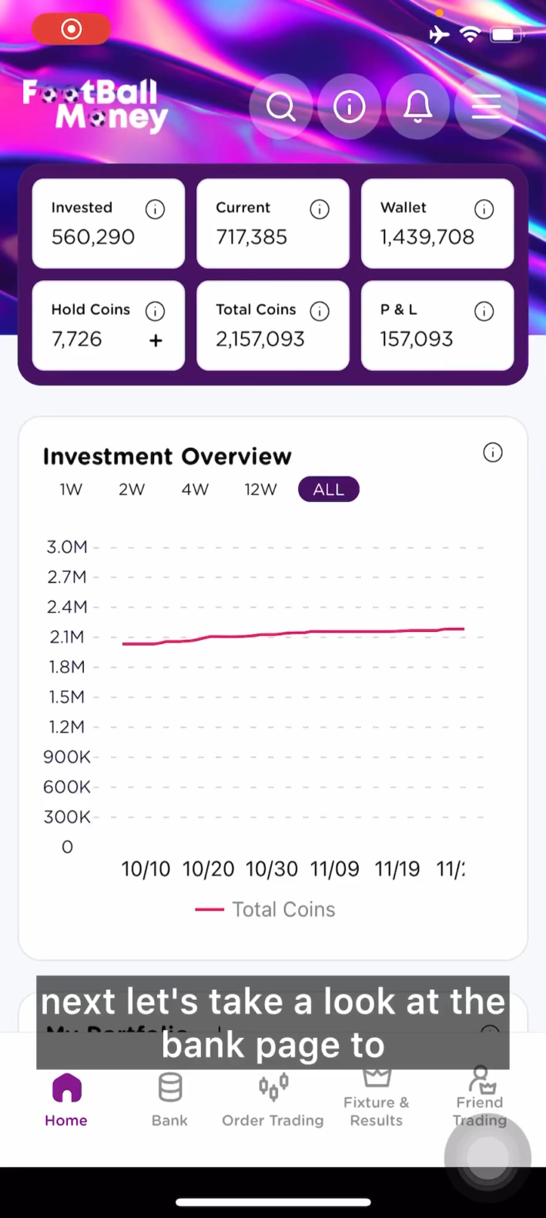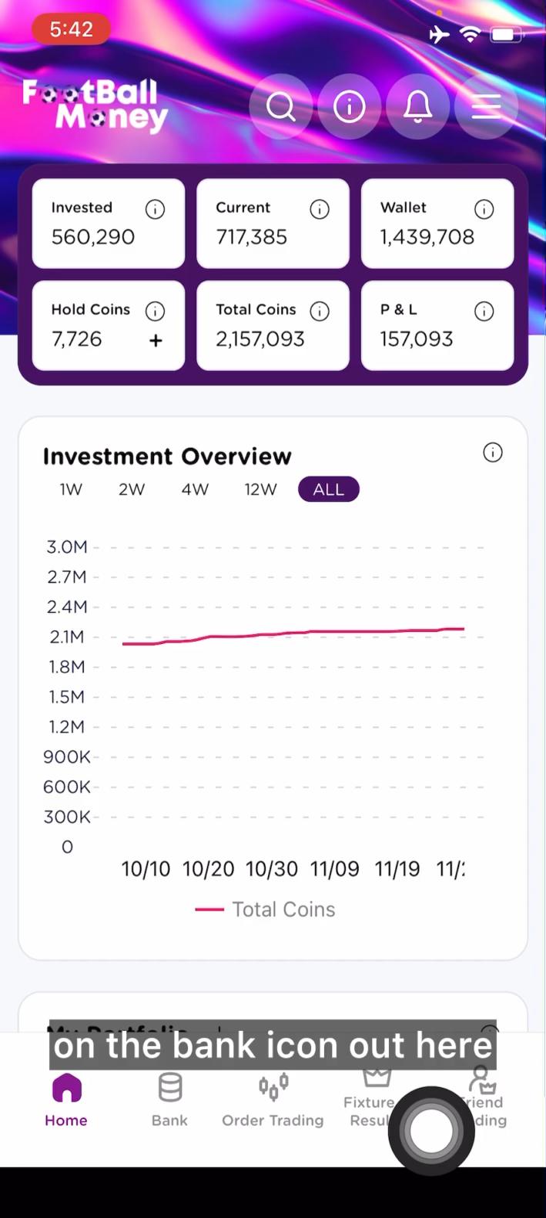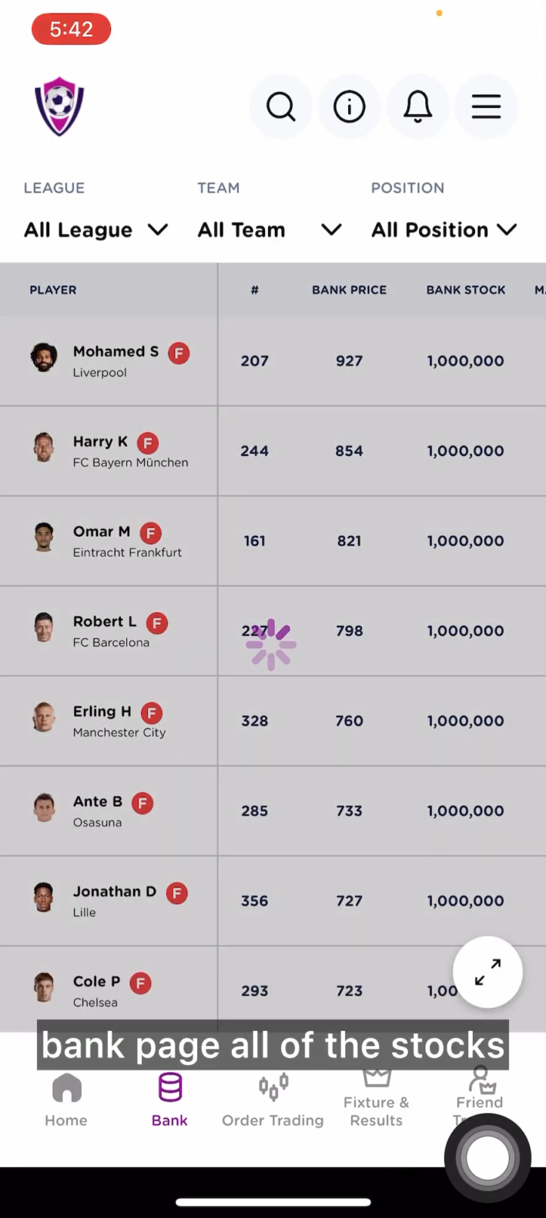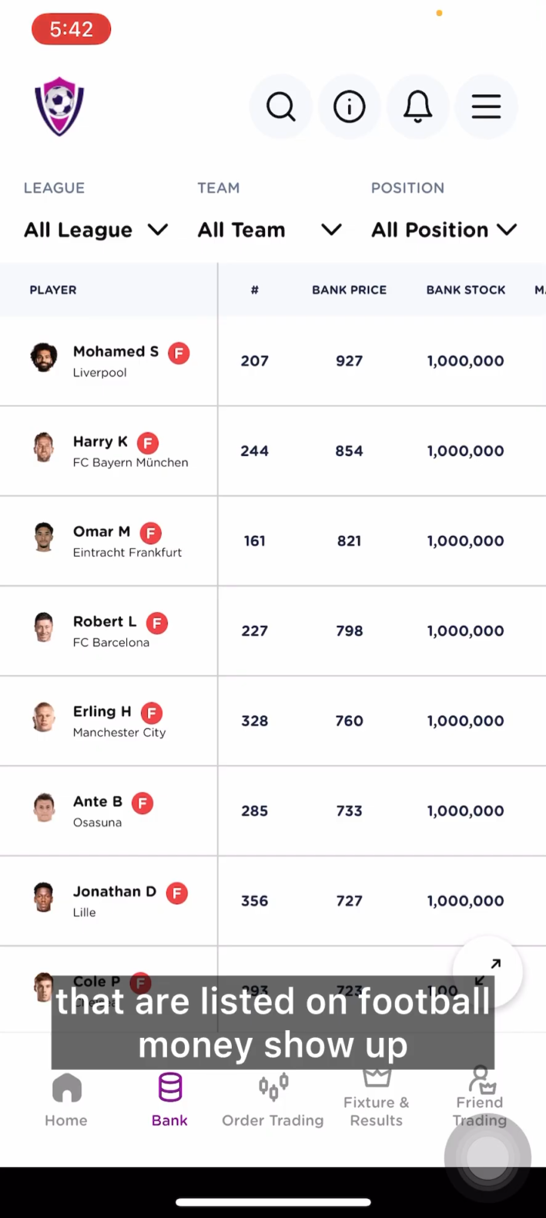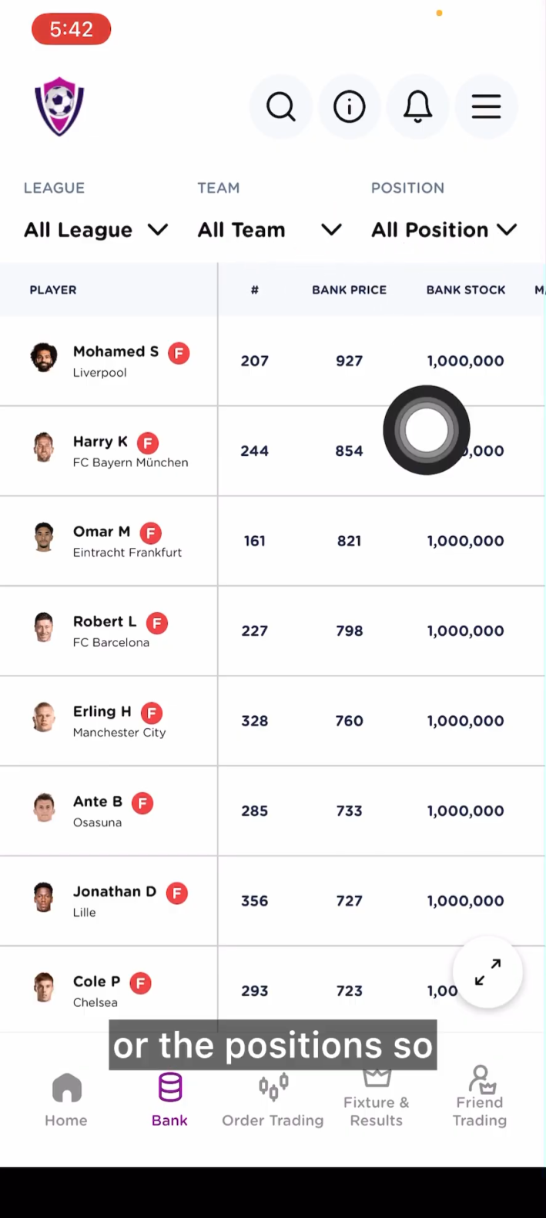Next, let's take a look at the bank page. To go to the bank page, you're going to click on the bank icon out here, and this takes you to the bank page. On the bank page, all of the stocks that are listed on Football Money show up. You can sort them based on the leagues, the teams, or the positions.